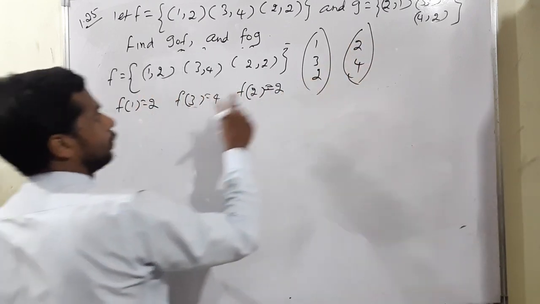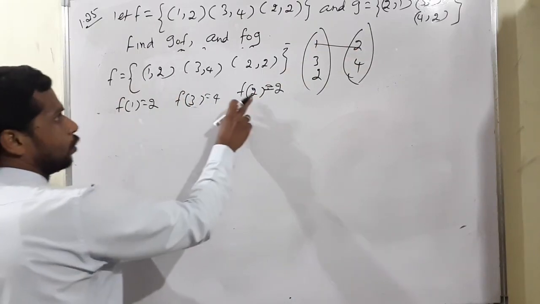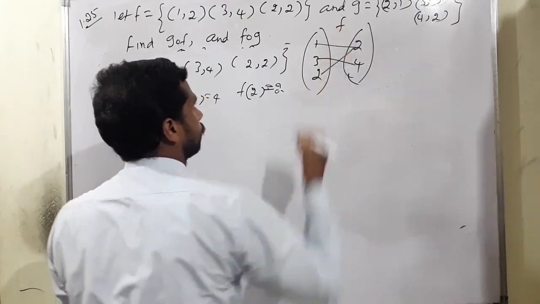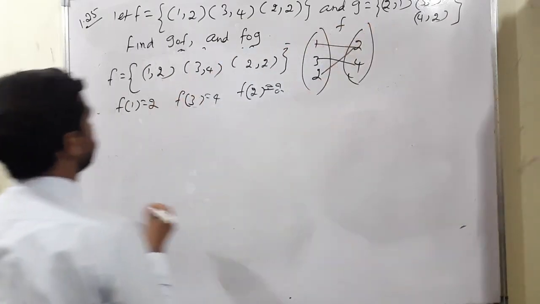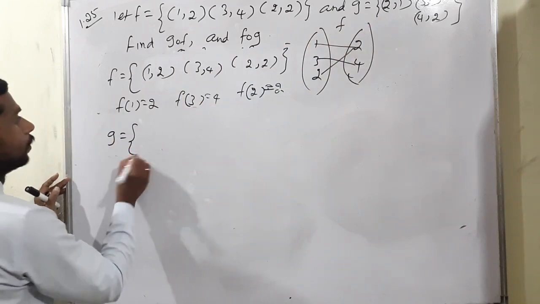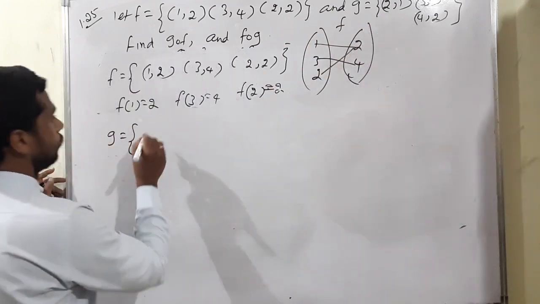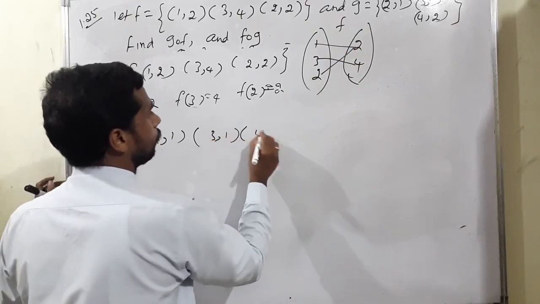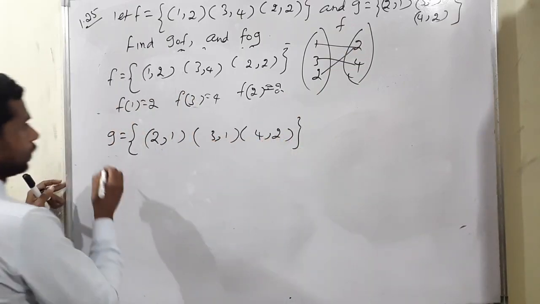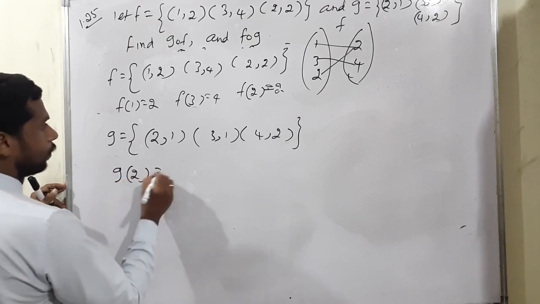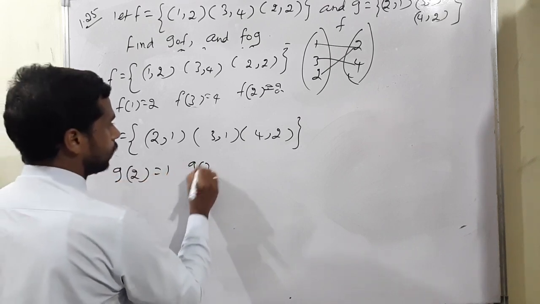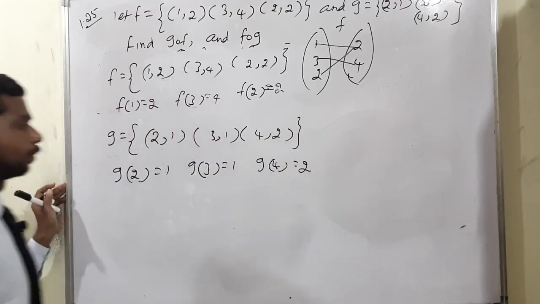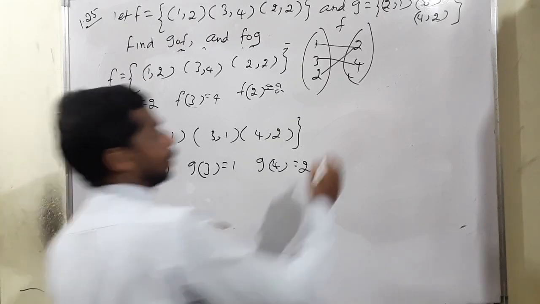Therefore, 1 is mapping to 2, then 2 is also mapping to 2. At the same time, 3 is mapping to 4. Okay, this is called f. Then second case, g is equal to {(2, 1), (3, 1), (4, 2)}. What is the mapping? g of 2 is equal to 1, then g of 3 is equal to 1, then g of 4 is equal to 2. This is also how to make the arrow diagram.